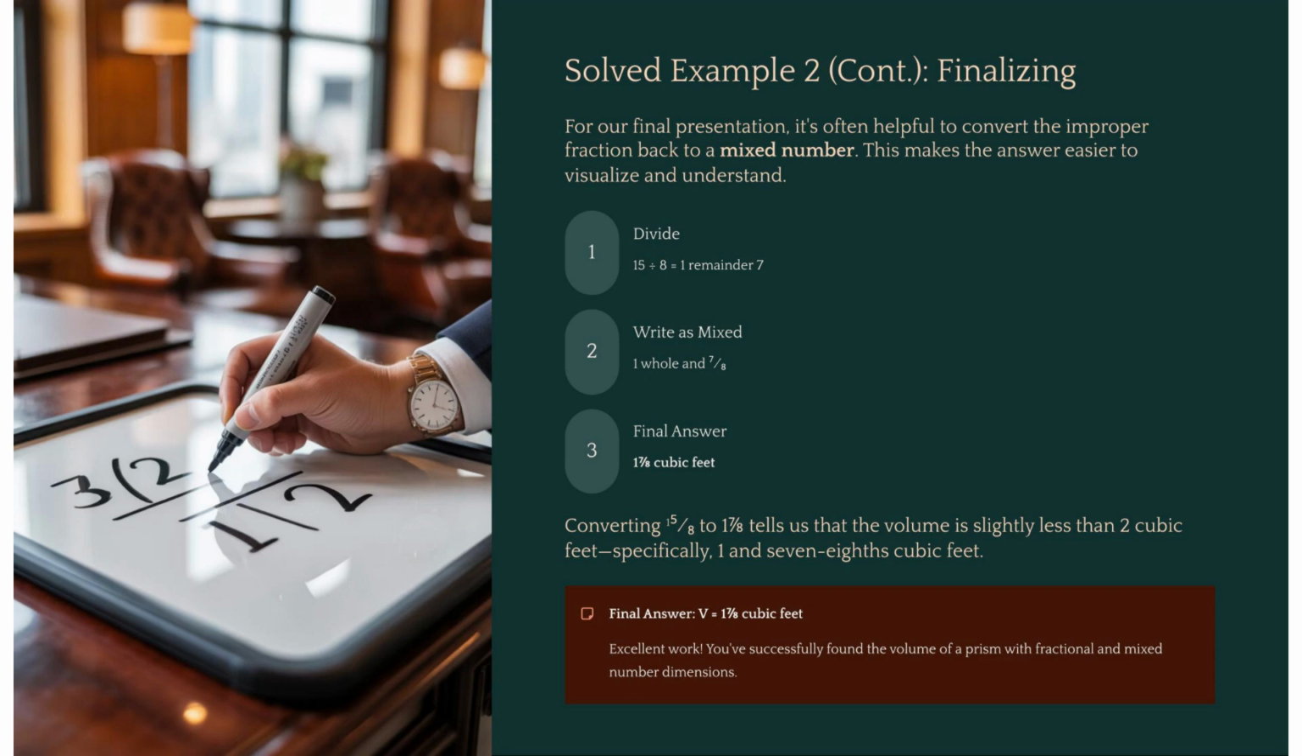How many times does 8 go into 15? Once, with a remainder of 7. So 15/8 is the same as 1 and 7/8. Our final polished answer is 1 and 7/8 cubic feet.